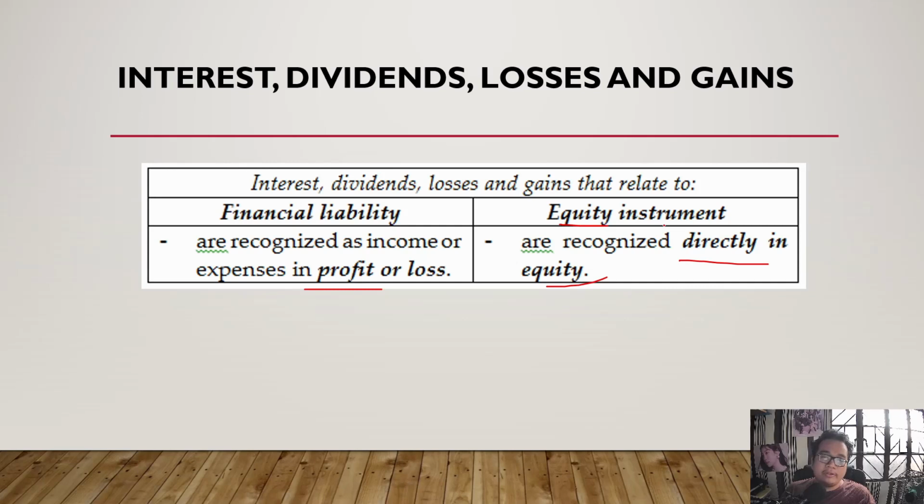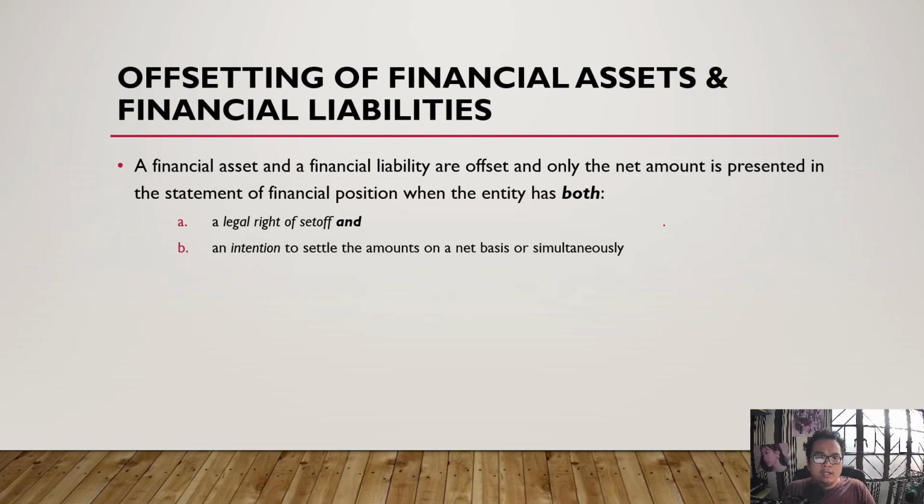And lastly, offsetting of financial assets and liabilities. So, a financial asset and a financial liability are offset and only the net amount is presented in the statement of financial position when the entity has both. So, may conditions. Kung hindi na satisfy tong conditions na to, you cannot offset a financial asset with a financial liability. You cannot offset. Kapag hindi na satisfy tong dalawang conditions.